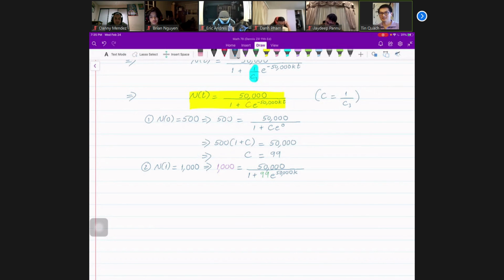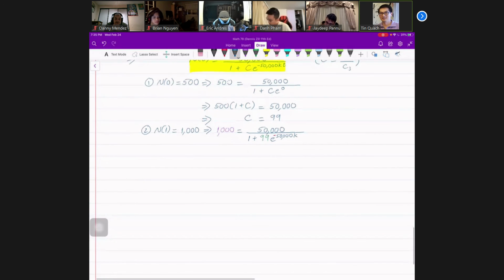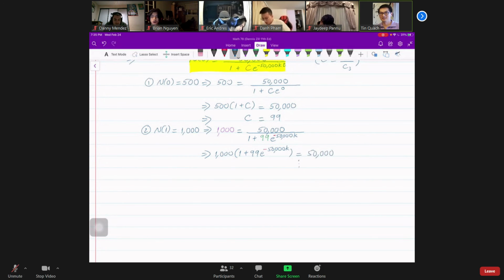All right. Should be negative, right? Negative 50,000? Yes, negative. Thank you. Should be negative right there. Okay. And then all of this is just algebra, right? You can just solve. So from here you have 1,000 times 1 plus 99e to the negative 50,000k equals 50,000. Okay, so I let you do this to get the k.